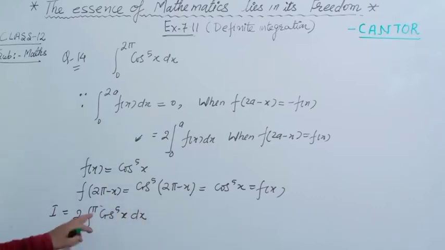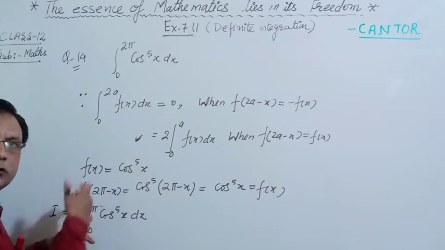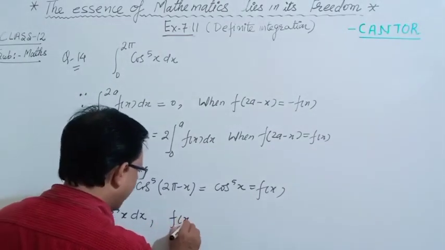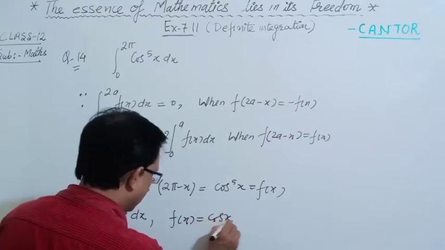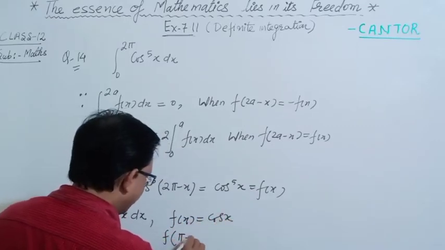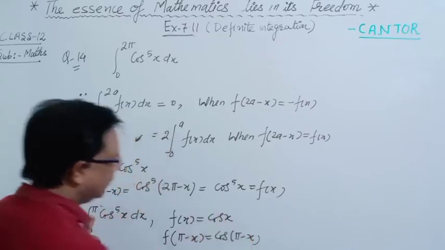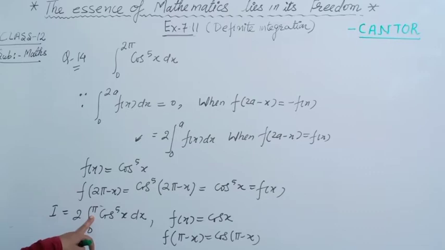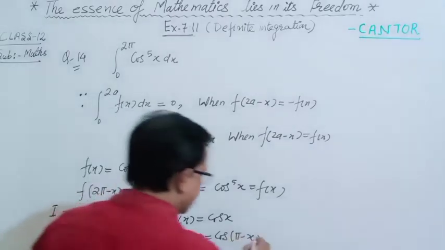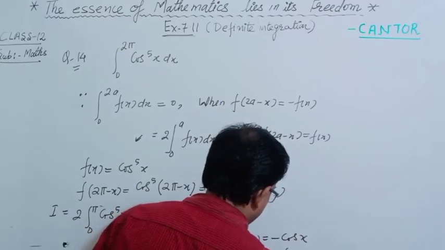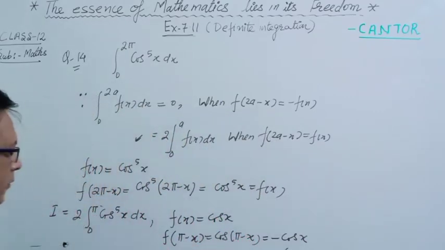Again this becomes the form of the 0 to 2a property. This is double of the integral from 0 to pi by 2, so this is again the 0 to pi by 2 property. Now again check. Here f(x) is equal to cos x, so f(pi minus x) is equal to cos(pi minus x). In the second quadrant cos is negative, so this is minus of cos x. It means minus f(x).